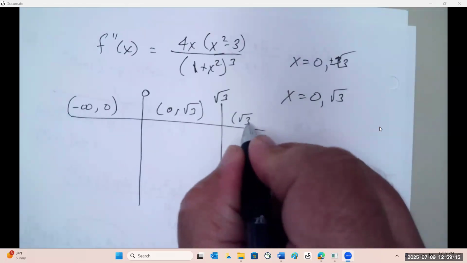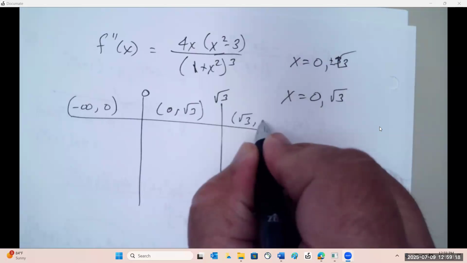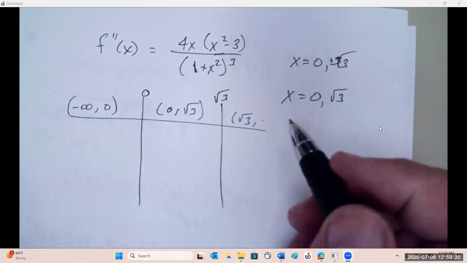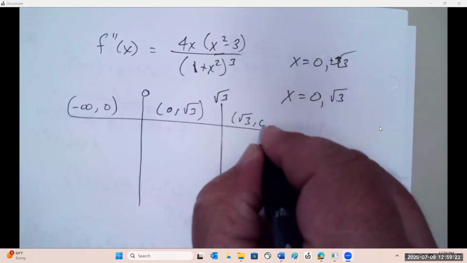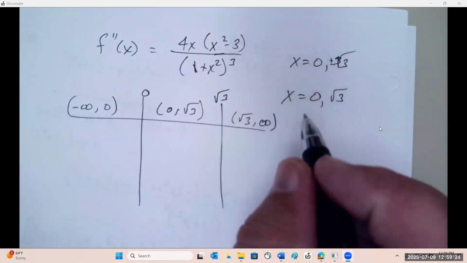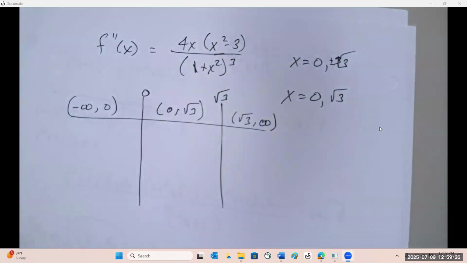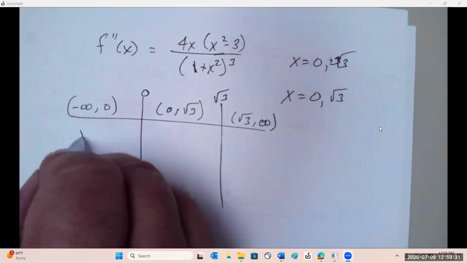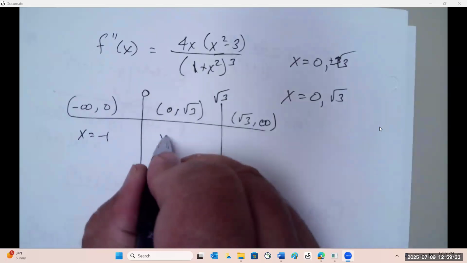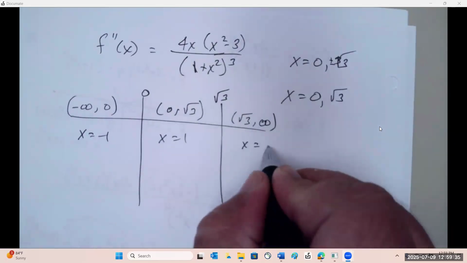What about the 1 plus x squared on the bottom? Can that ever equal 0? What makes a fraction equal 0? Oh, the numerator. Yes. That's why we never worry about the bottom. So x equals negative 1, x equals 1, and x equals 2.